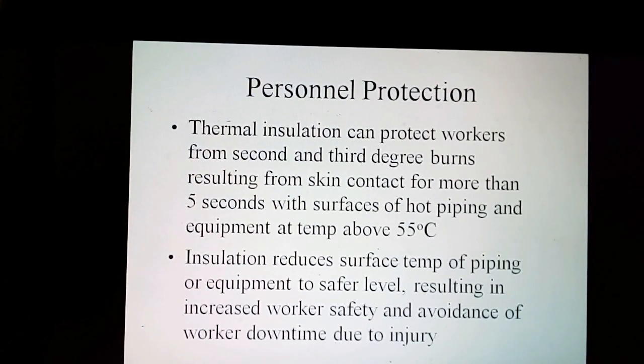Personnel protection. Thermal insulation is one of the most effective means of protecting workers from second and third degree burns resulting from skin contact for more than 5 seconds with surfaces of hot piping and equipment operating at temperatures above 55 degrees centigrade. Insulation reduces the surface temperature of piping or equipment to a safer level, resulting in increased worker safety and the avoidance of worker downtime due to injury.